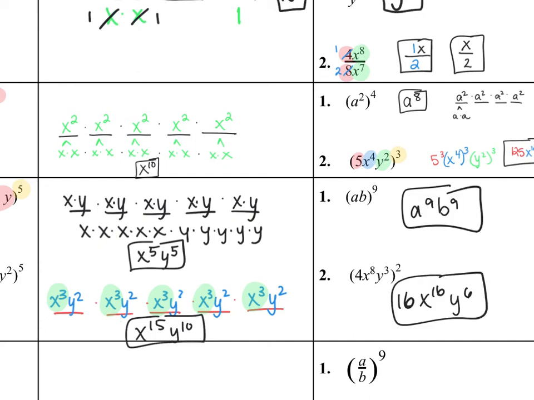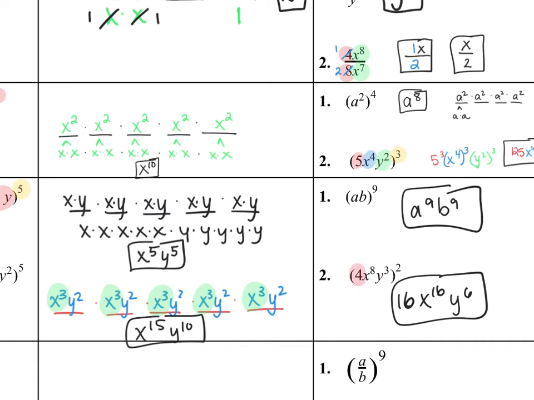So on number 1, the exponent of 9 is touching the parentheses, which means both the a and the b are being raised to the exponent of 9. So a to the 9th, b to the 9th. On number 2, the outermost exponent of 2 is touching everything inside the parentheses, so every single thing inside the parentheses is being raised to the 2nd power.